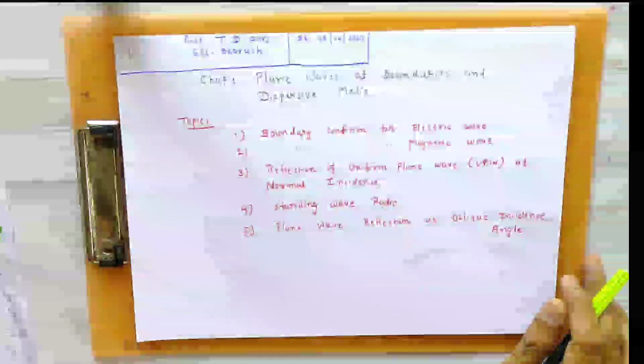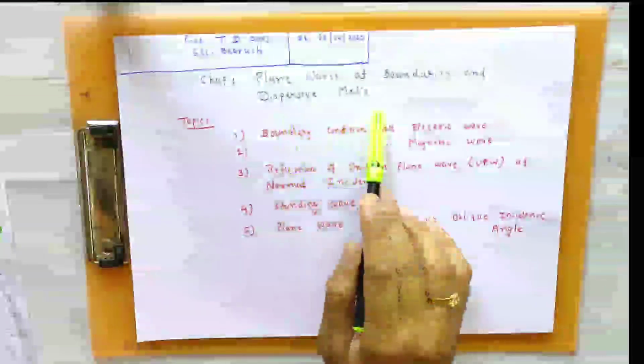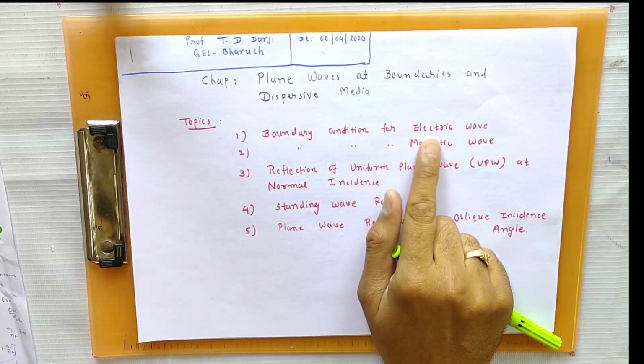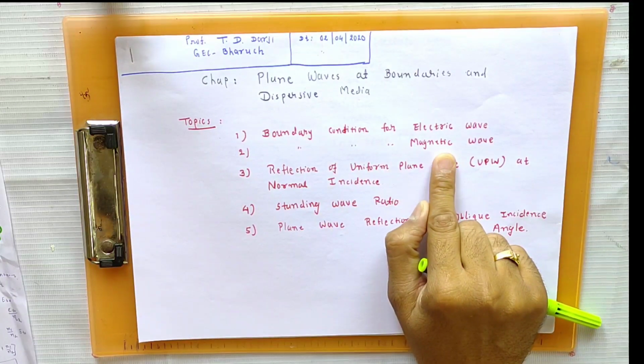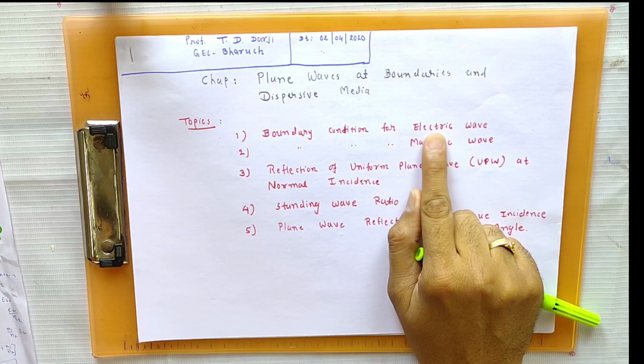Hello. So we start a new chapter, which is plane wave at boundaries and dispersive media. We have already discussed these two topics. First, boundary condition for the electric wave or electric field, and second, boundary condition for the magnetic wave or magnetic field. In case of the electric field, we have to take a total of three different cases.